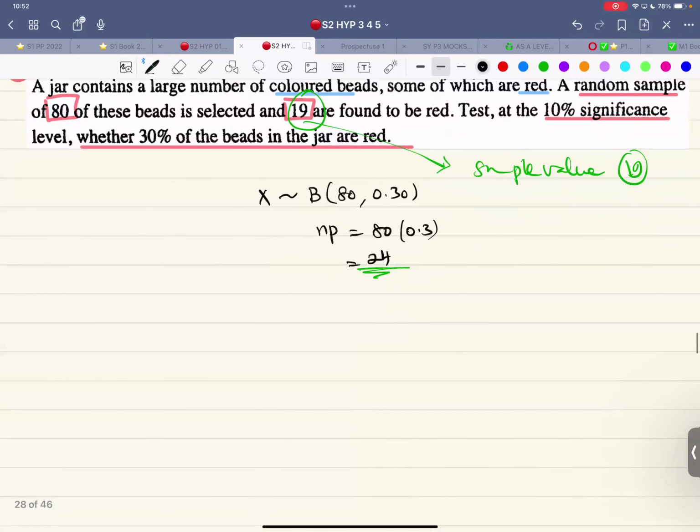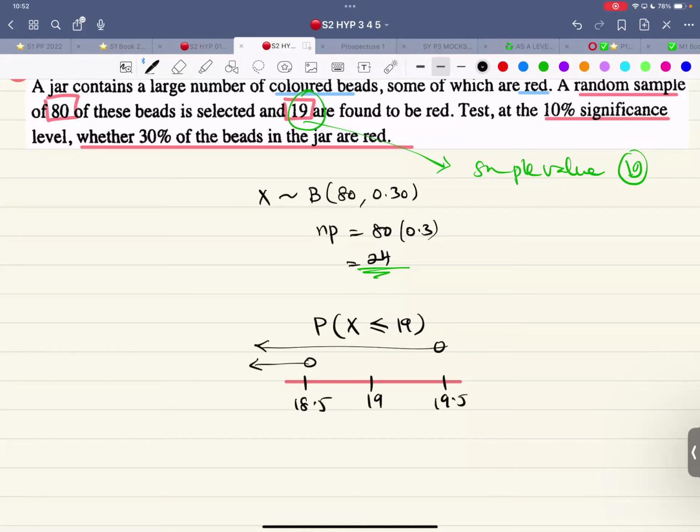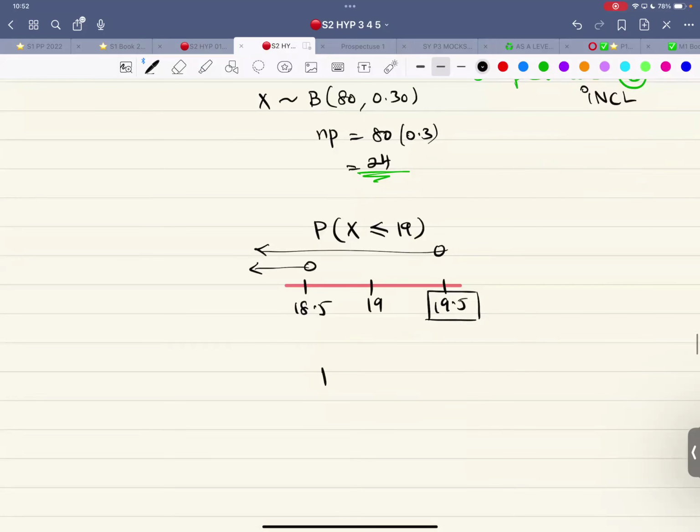So now you would do this thing. Probability X is lesser than or equal to 19. You should draw a number line. Write 19 over here. Write 18.5 over here. Write 19.5 over here. Two options are there for the number line. Since by default, sample value is always inclusive, over here, this is the correct option. So now you will write probability X is lesser than or equal to 19.5, and then you will get the Z value, and then you would do the comparison.